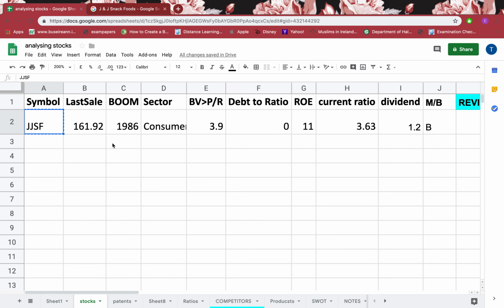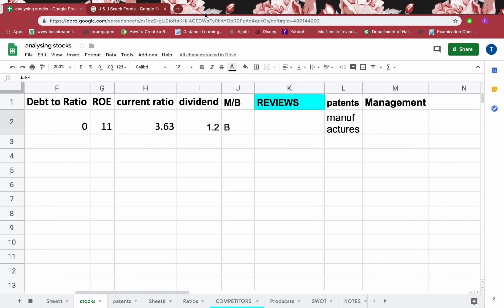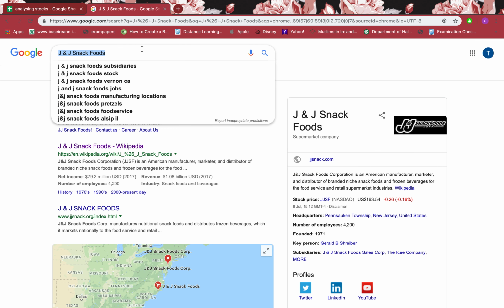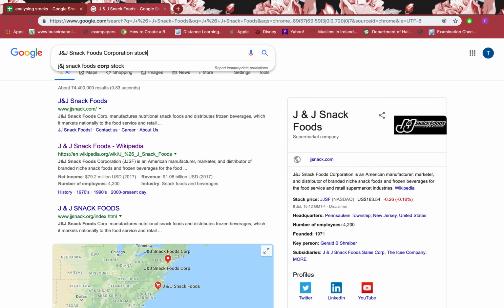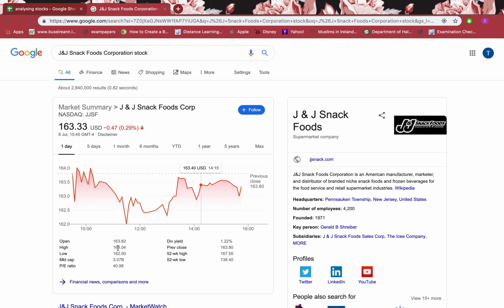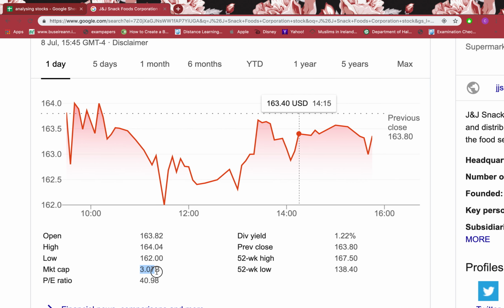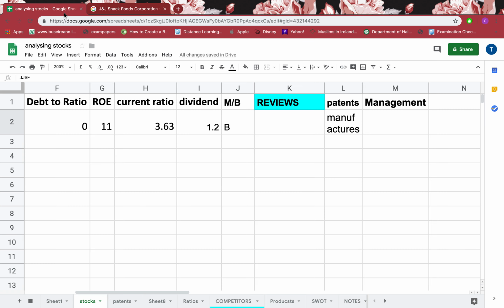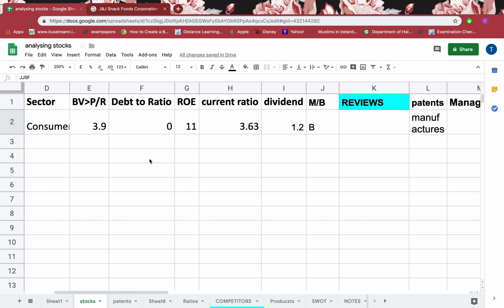And what else do I want to have a look at? I want to see if it's a million company or a billion company. I'll just type that in Google, and I can see the market cap is in billions, which means it's a very big company, which is brilliant. And what else do I need to show you?